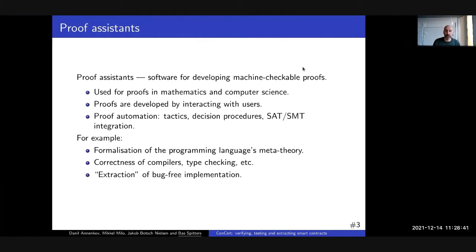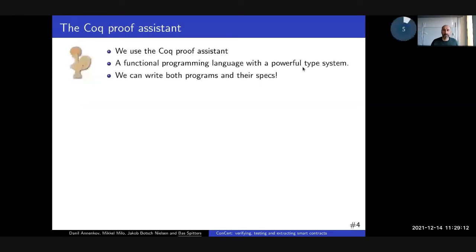There's a lot of work, and this is by now standard. If you submit a paper to, for instance, the POPL conference, it will be very common that instead of a very tedious appendix saying that you've actually done your proof with your programming language's metatheory, you actually provide a formal proof. And you would prove things like correctness of compilers, type checking, and then another exciting feature is extraction of bug-free implementations. And I'll say much more about this in a minute.